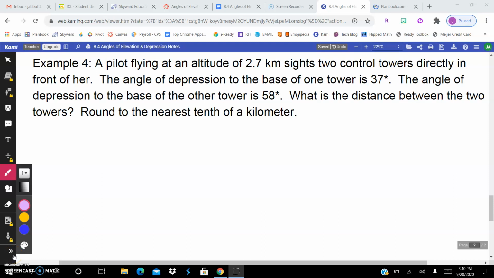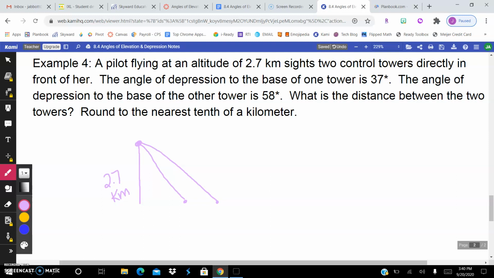Example 4 says a pilot flying at an altitude of 2.7 kilometers sights two control towers directly in front of her. So the pilot's up in the air, at an altitude of 2.7 kilometers. She sights two control towers directly in front of her. So here's a control tower and here's a control tower. I'm going to connect those with her line of sight.